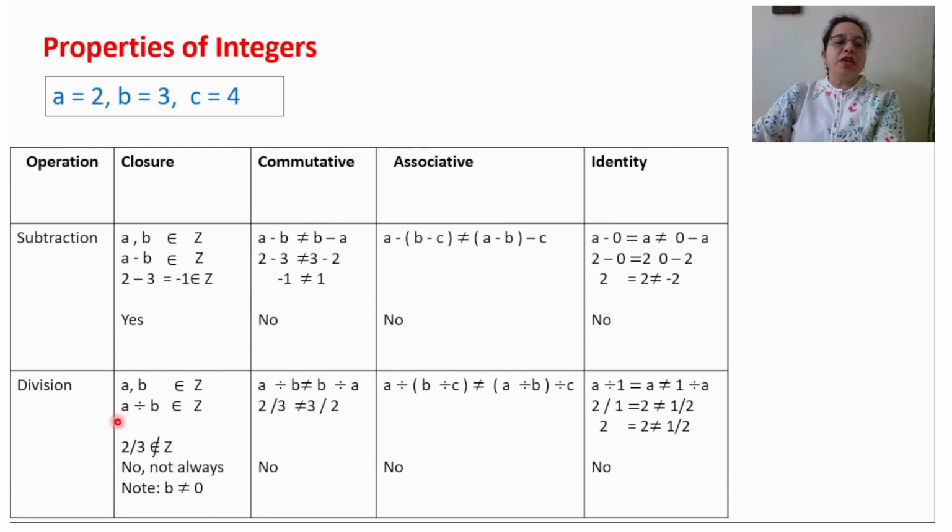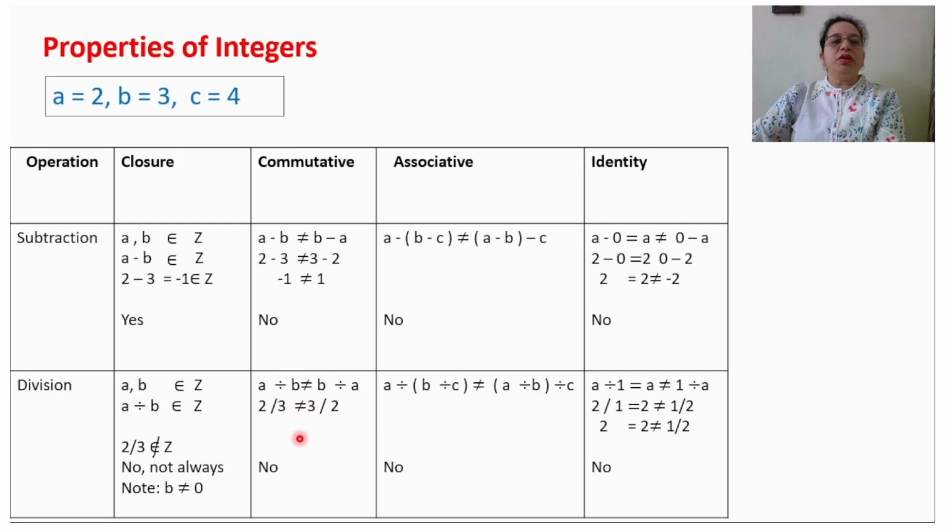And one more thing, whenever we are dividing, the value of b should not be 0, because dividing any number by 0 is not defined. So this case is always there in whole numbers, in integers, and also in rational numbers.